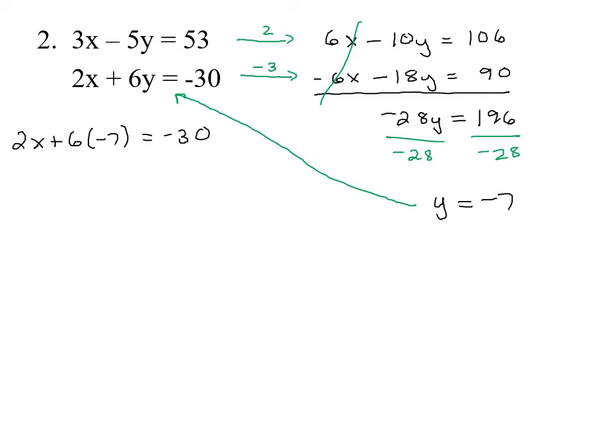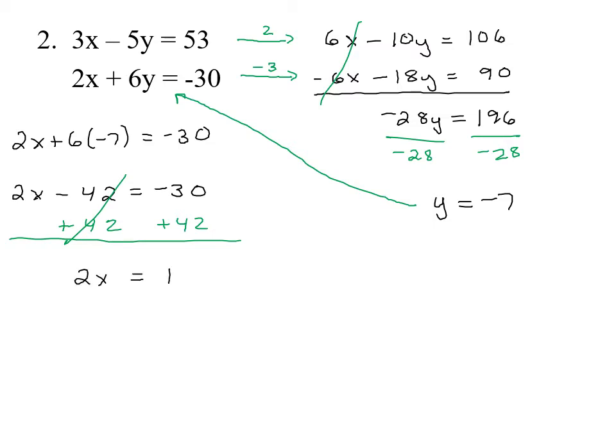6 times 7 is 42, so I'll have 2x minus 42 equals negative 30. Add the 42 to both sides, and I'll end up with 2x equals 12. And then divide by 2. So x was 6. So my solution would be 6 and negative 7.